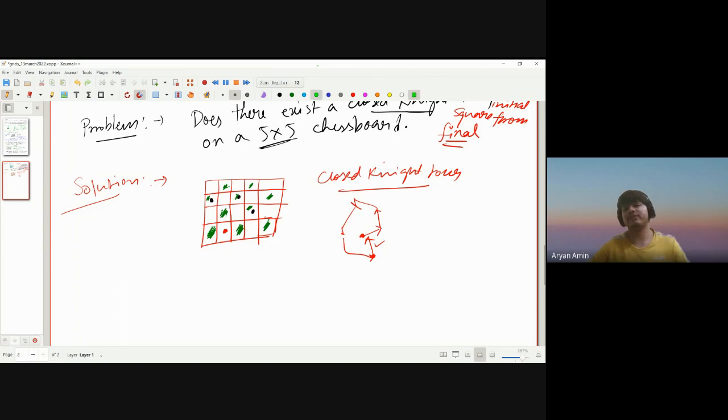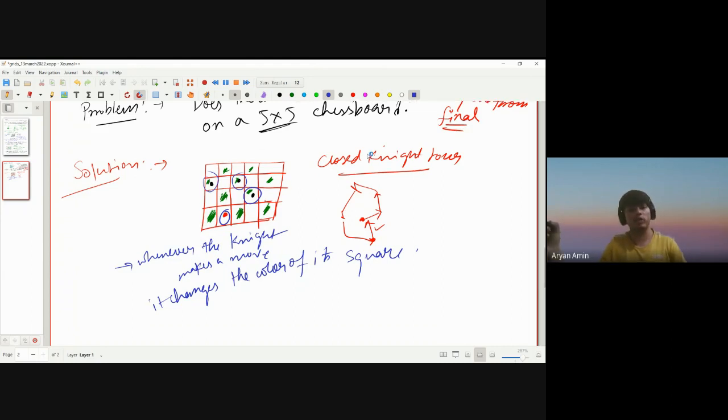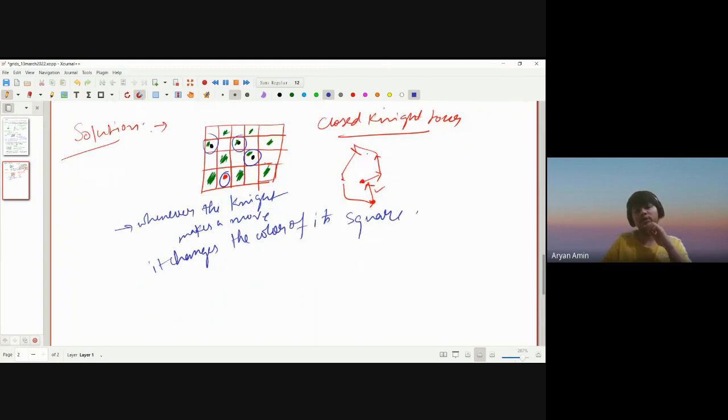So do you notice a pattern here? Whenever the knight makes a move, it changes the color of its square. Look at this. This square is white, but then this square is black. This is also black, and this is also black. So all its possible neighbors are black. You can write this out using the x plus y mod 2 notation. Whenever you make a move for the knight, it is going to change the color of the square.